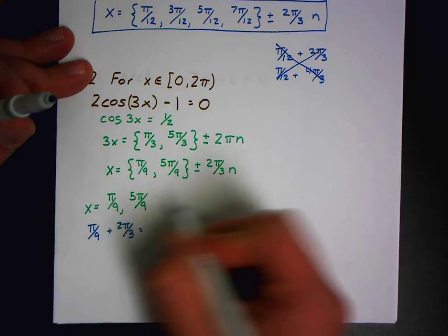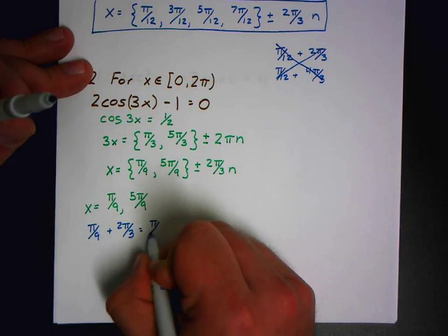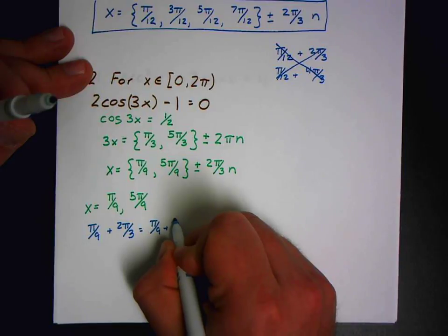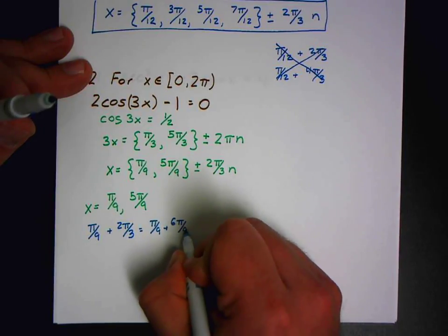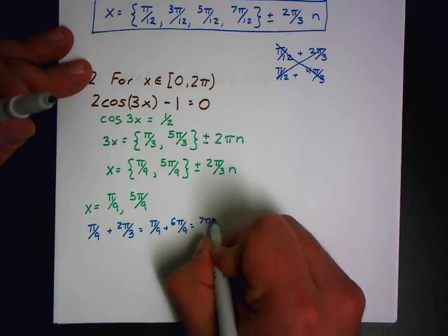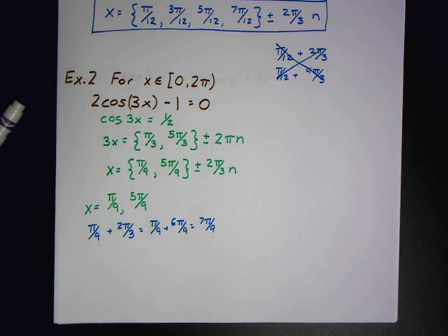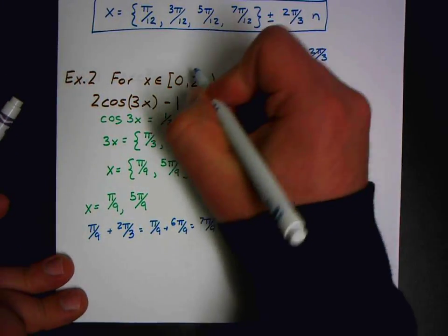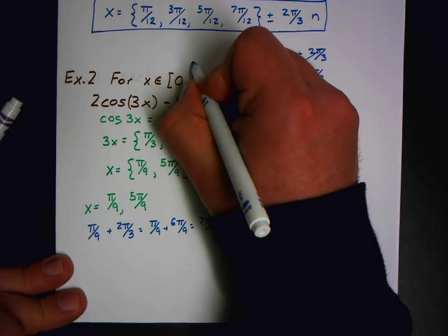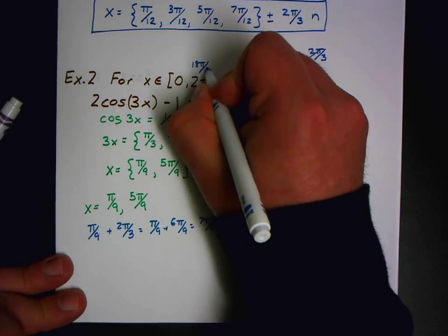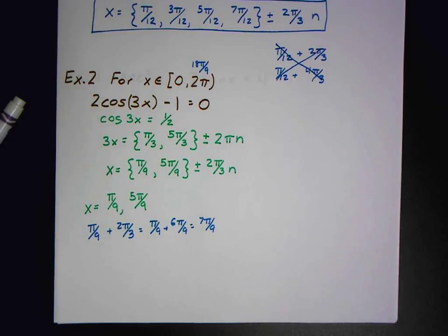Well, that needs to be ninths. So that's going to be 6 pi over 9. So I get 7 pi over 9. Is that still less than 2 pi? Well, 2 pi is actually 18 pi over 9. So 2 pi, if I change 2 into 9 ninths, that'd be 18 ninths, right? So I have to keep finding these until I get bigger than 18 ninths.